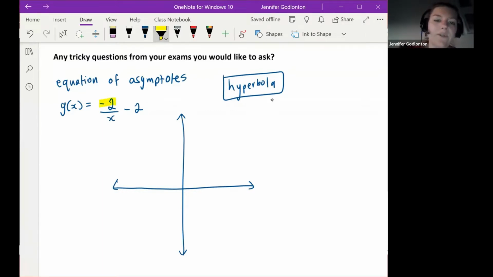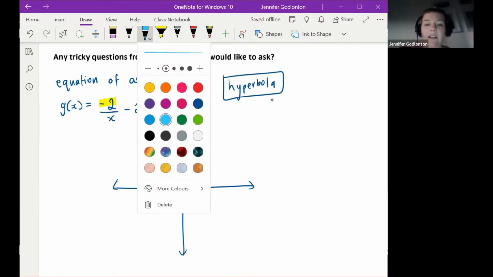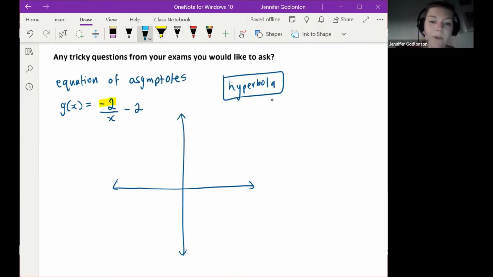First of all, our a value is negative, which means that it's going to be in quadrant 2 and quadrant 4. So we know it's going to be in this quadrant and in this quadrant over here. This is telling me my vertical shift down. But in hyperbolas, it is also telling me one of my asymptotes. It's telling me that I have an asymptote down here at y is equal to -2.